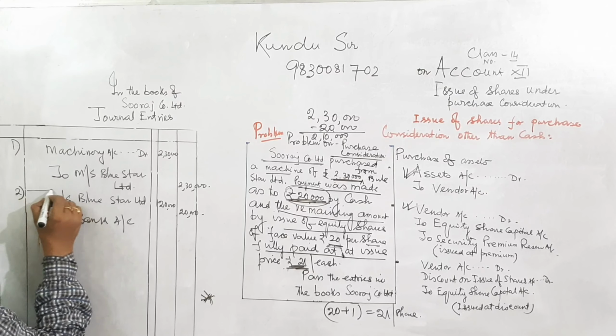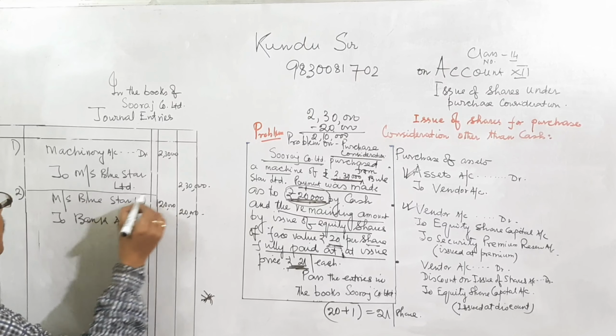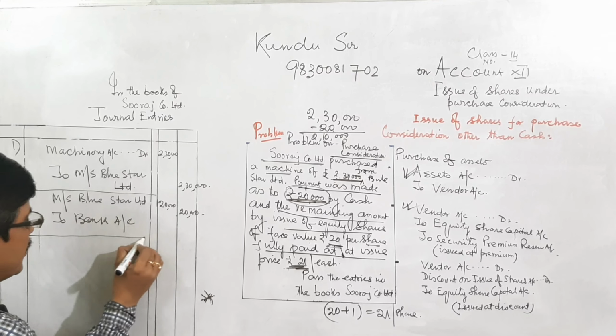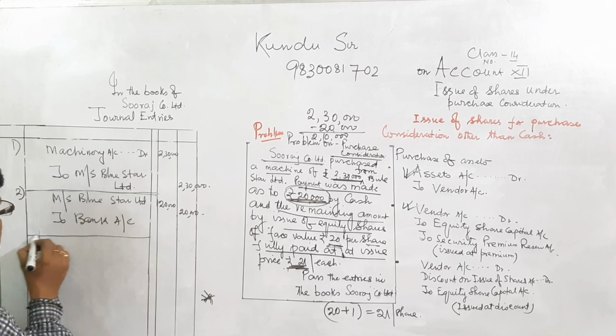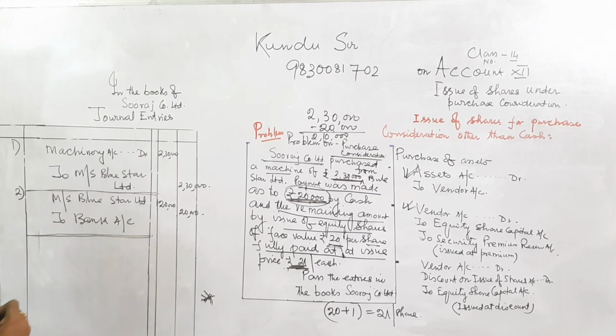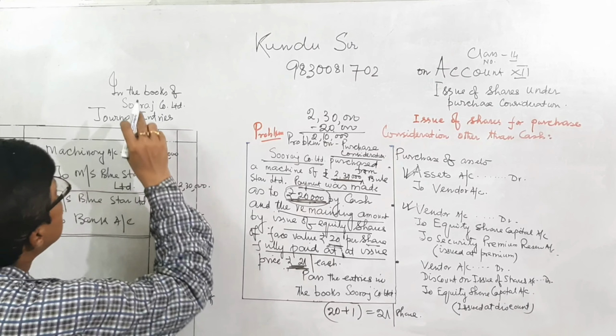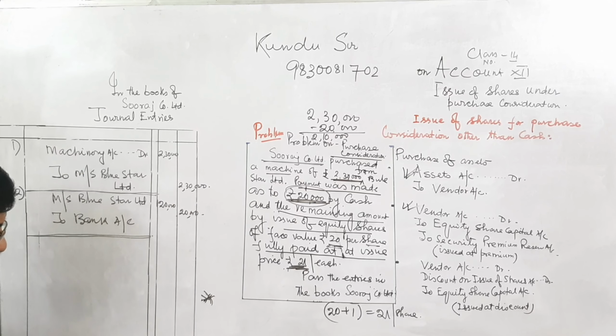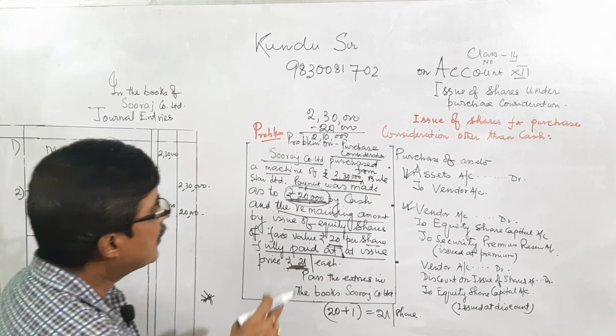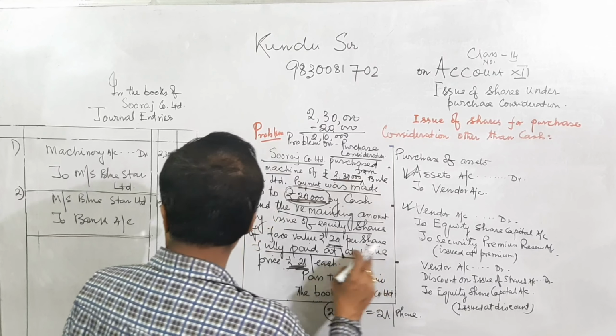That is, it is the first entry, it is the second entry. That means we have to pay more. That means Sarosh Limited will pay more, 1,10,000, and for which the company is issuing share at a premium of rupees.